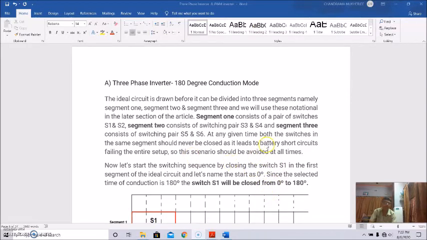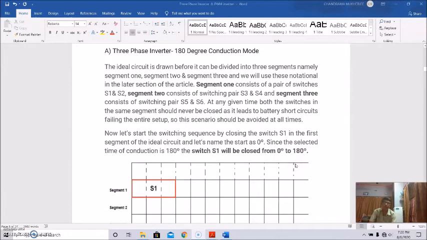So segment 1 consists of a pair of switches S1 and S2, segment 2 has S3 and S4, and segment 3 has S5 and S6. At any given time, both switches in the same segment should never be closed, as it leads to the battery being short circuited, failing the entire setup. So this should be avoided at all times.